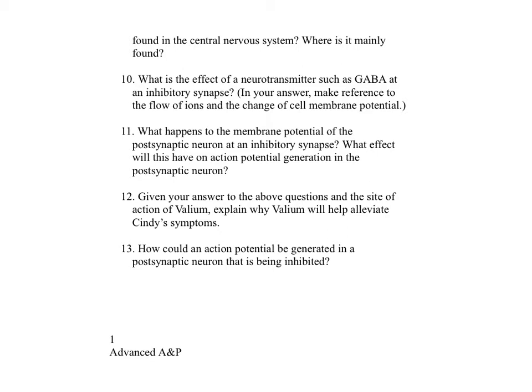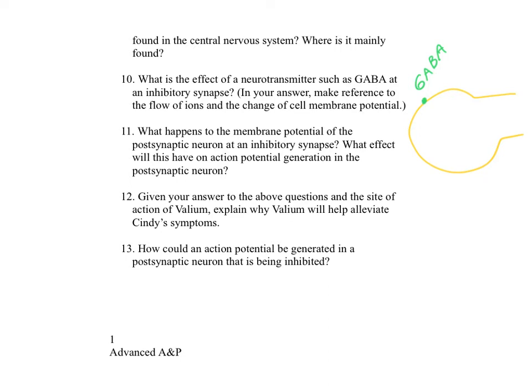The next question is, what is the effect of a neurotransmitter such as GABA at an inhibitory synapse? In your answer, you need to make reference to the flow of ions and the change of the cell membrane potential. So if we look at the postsynaptic cell, if GABA binds to receptors on the postsynaptic cell, GABA binds to and opens the gated channels in the membrane of the postsynaptic neuron that permit chloride and potassium across the neuron cell membrane.